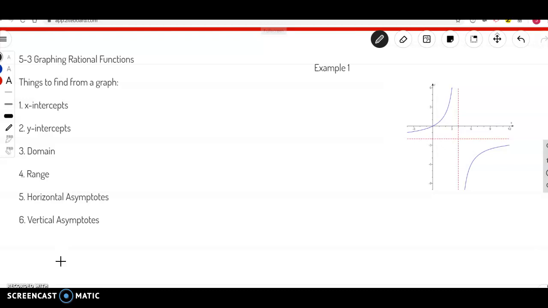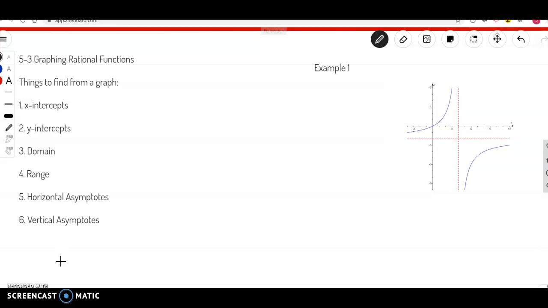Alright, so the first thing we're going to do is just look at the graph and see what are the things that we can figure out from the graph without having to look at the equation or really do any math. This is going to be very visual, trying to figure out what we can see in the graph. So I have a list here of 6 things that we should be able to find when we look at any given graph of a rational function.